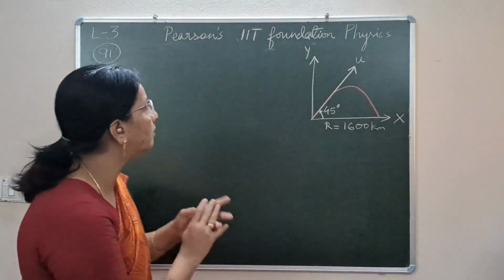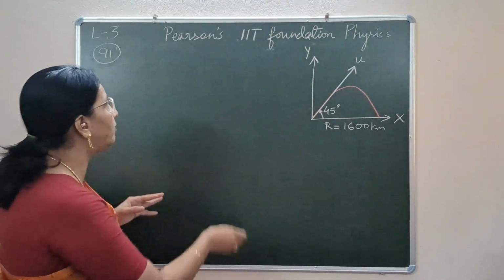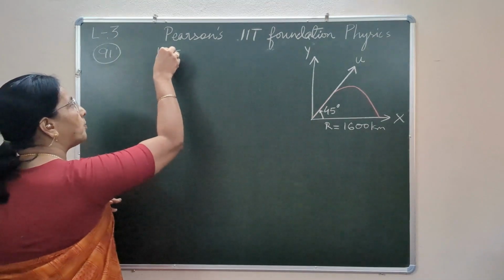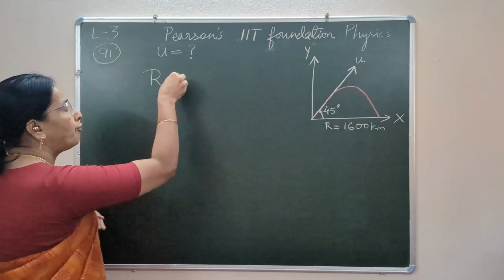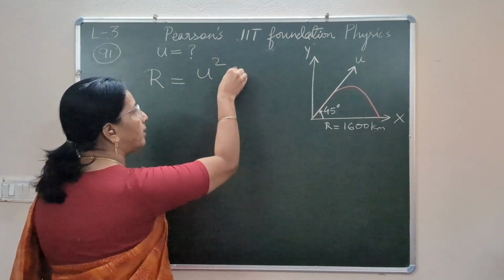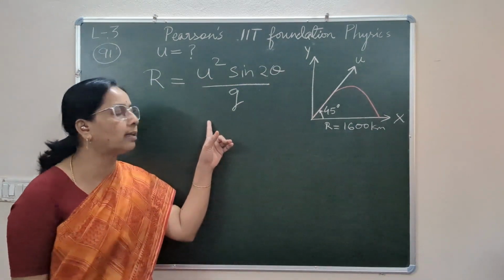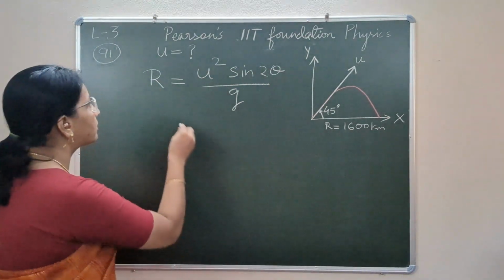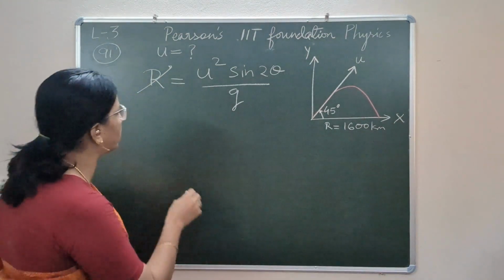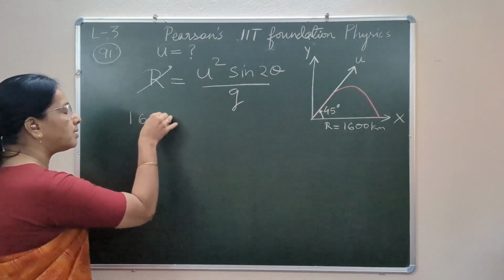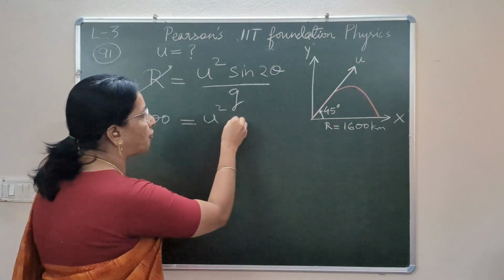So what we are going to do is use the range formula. I am not going to derive the range here. We know that, since we are supposed to find the initial velocity of launch u, the range of a projectile is u squared sine 2 theta by g. This is derived in one of the previous videos. So range is given to us as 1600 kilometers. I'll put it in kilometers itself. Initial velocity, no idea. This is what we are supposed to find.